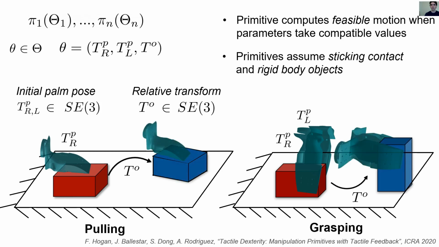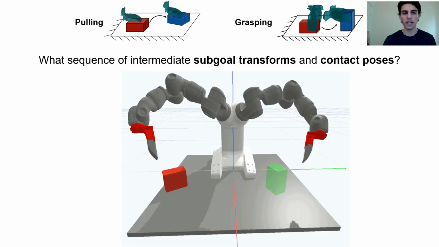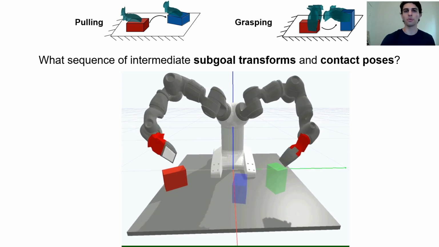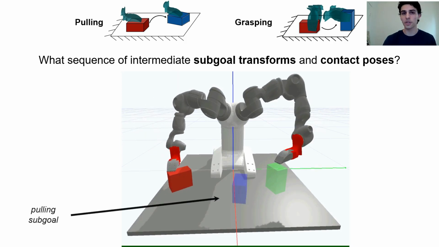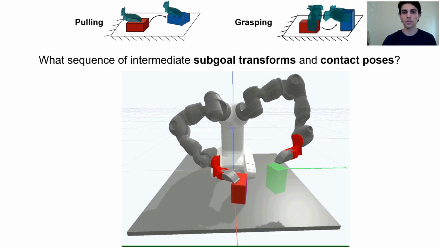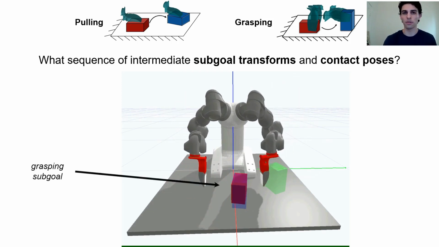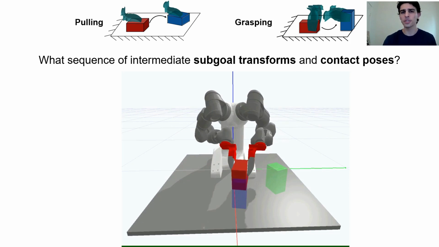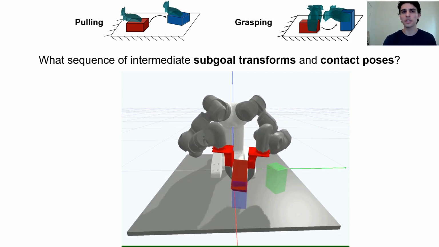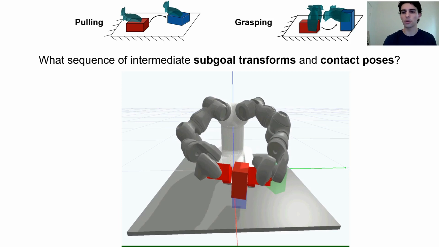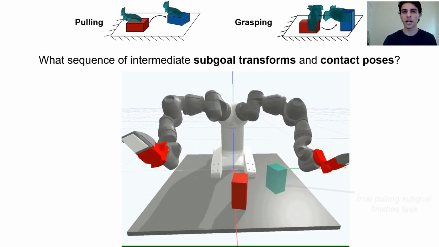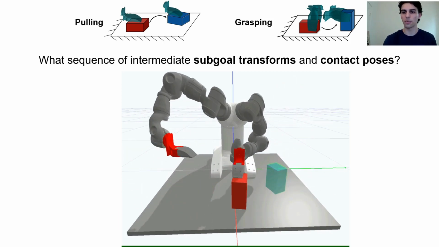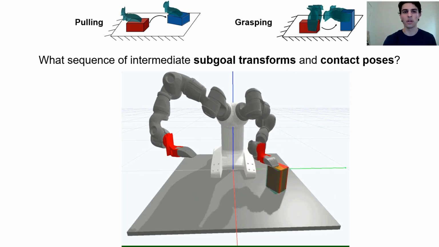All our skills assume that objects are rigid and that the robot will maintain sticking contact with the object. So with these primitives in mind, the problem is then to find an appropriate sequence of intermediate transformations and contact poses so that the low-level motions will bring the object to the overall goal. And the current solution techniques for this type of problem typically assume that the geometry and pose of the object is known. However, the challenging aspect of our setup is the assumption that we do not have access to a 3D model or pose of the manipulated object.